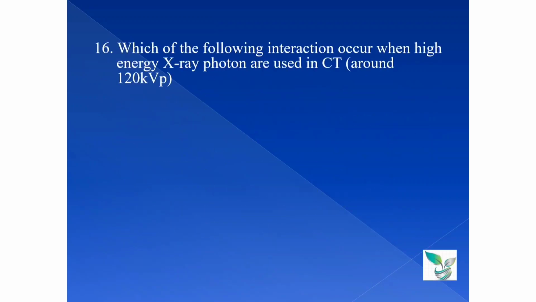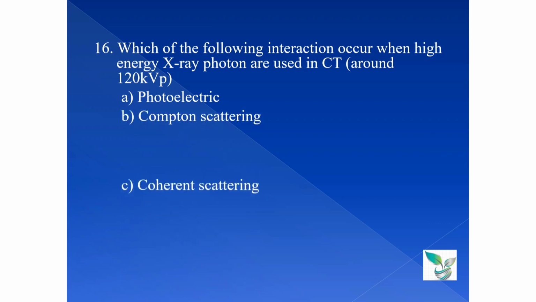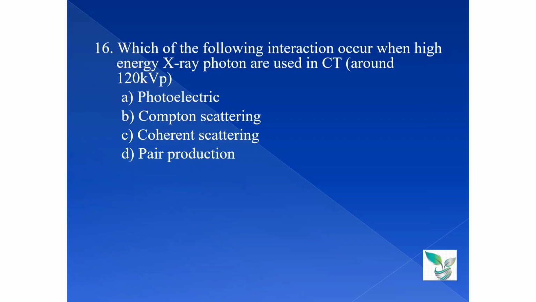Moving on to the next question, question number 16. Which of the following interactions occur when high energy X-ray photons are used in CT? As you all know, we are using a constant kVp in CT, and it is about 120. kVp means kilovolt peak. So let's see the options. Option A photoelectric, option B Compton scattering, option C coherent scattering, and option D is pair production.